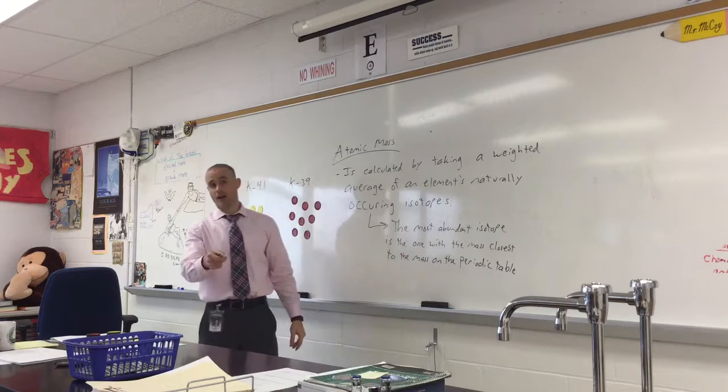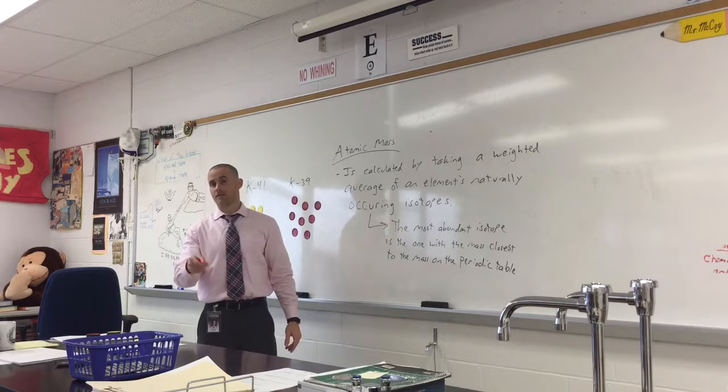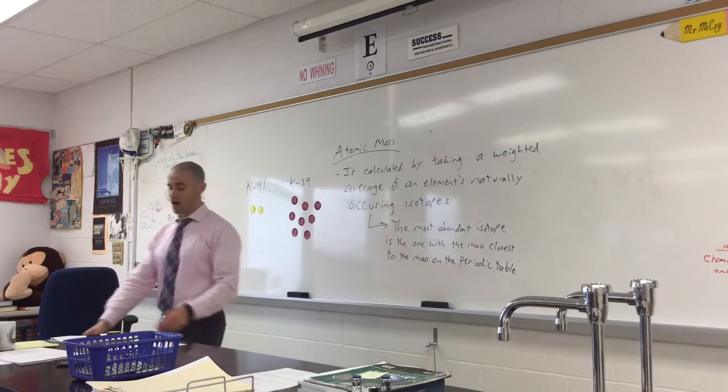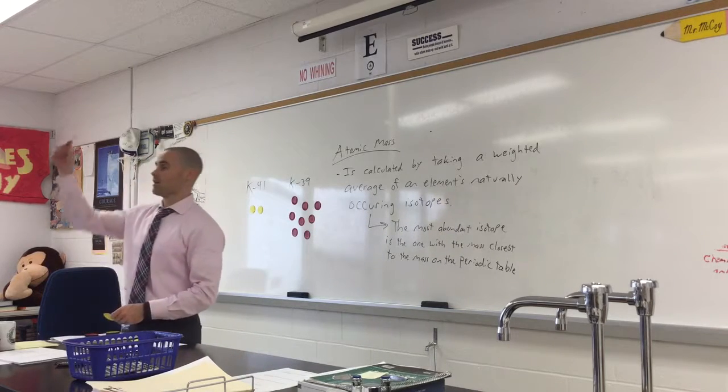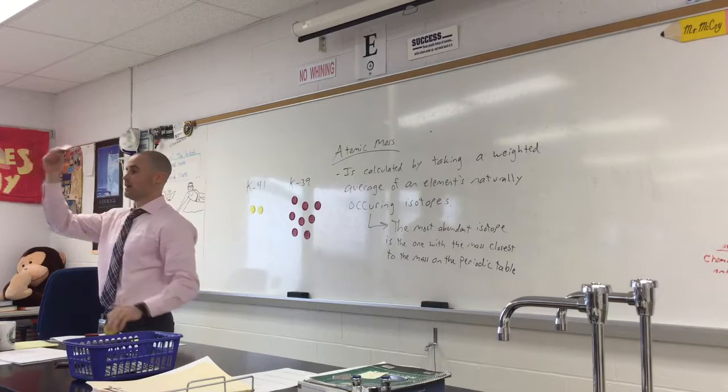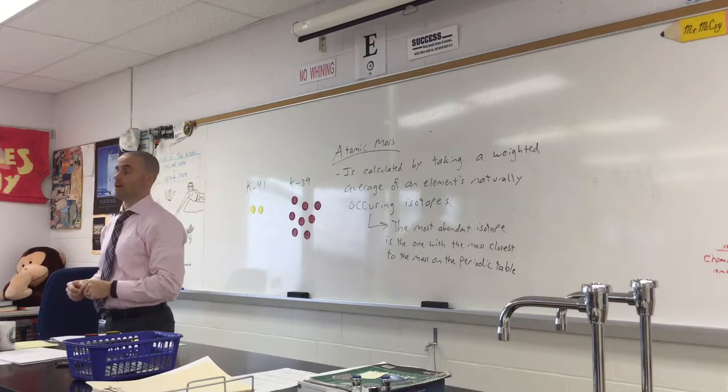So if you look over here at all these elements, let's say I'm looking at boron. Okay? You have 10.811. What does that round to? 11. So if I had two isotopes, look up here. If I had boron 11 and boron 10, which one's more abundant? 11, because that number is 11 up there.